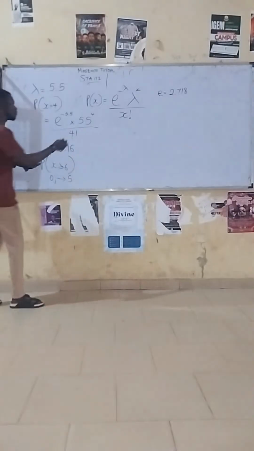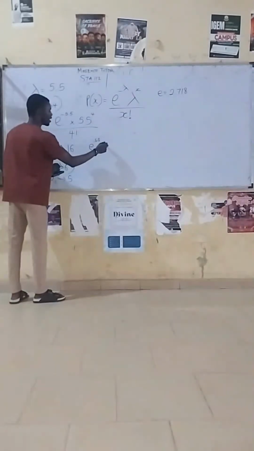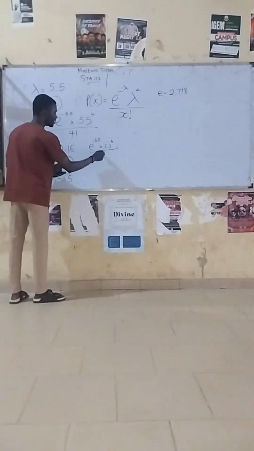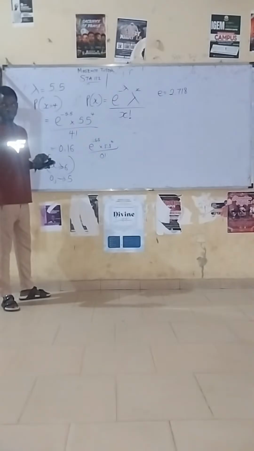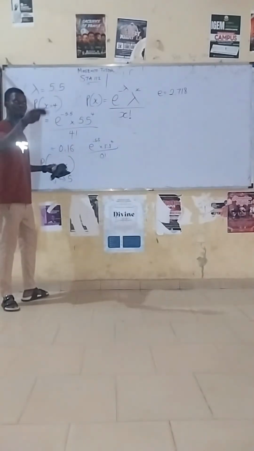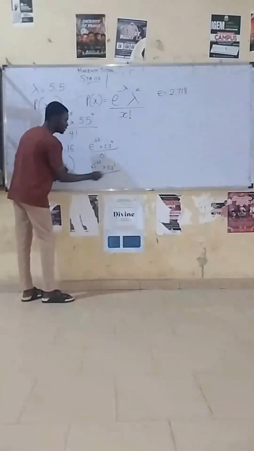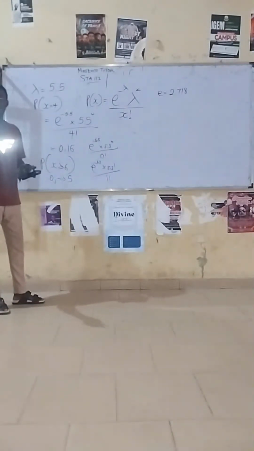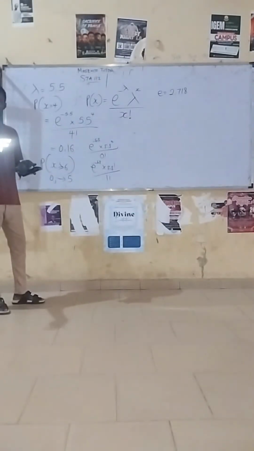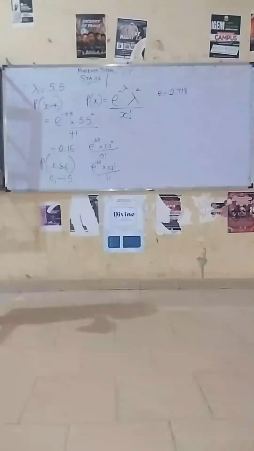In this same formula, if you are doing for 0, that will be exponential minus 5.5, this one remains the same, times 5.5 raised to power 0 all over 0 factorial. What is 0 factorial? 1, not 0. So this is how you do for 0. Then you do the same thing for 1: exponential minus 5.5 times 5.5 raised to power 1 all over 1 factorial. And 1 factorial is 1 also. 2 factorial is 2, 3 factorial is 6, like that. So you do for 0, 1, 2, 3, 4, 5, then you add them together.